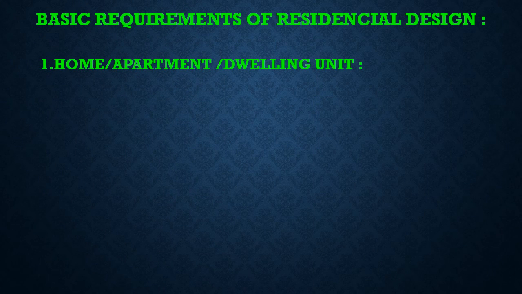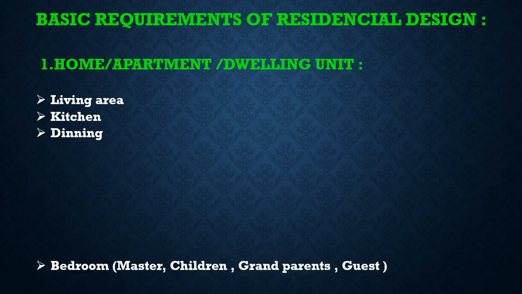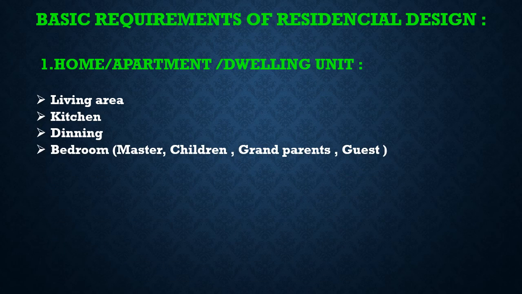Now I am just focusing on the basic requirements of the various residential buildings. First one is the homes, apartments and dwelling units. These are all the basic requirements for the residential design: living areas, kitchen, dining areas, bedrooms like master bedrooms, children's bedrooms, grandparents' rooms or guest bedrooms.